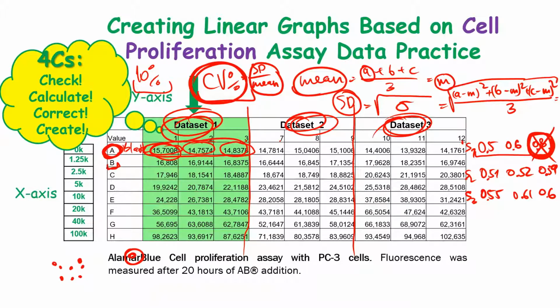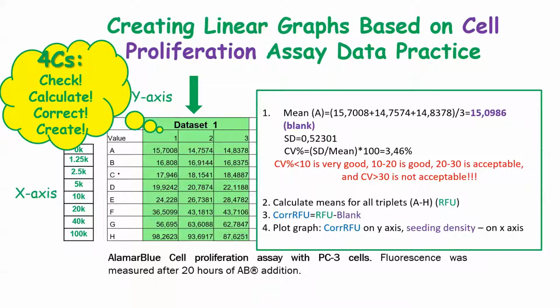So after the definition of the blank, you are going to use corrected RFU, and plot the corrected one. Here you can see, for this particular data set, we have standard deviation divided by mean times 100%. It gives you 3.5%. And this is below 10%, which is okay. It means that the distribution of your data points is very narrow and the points are close to each other.